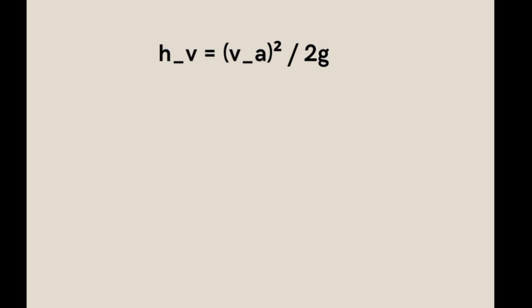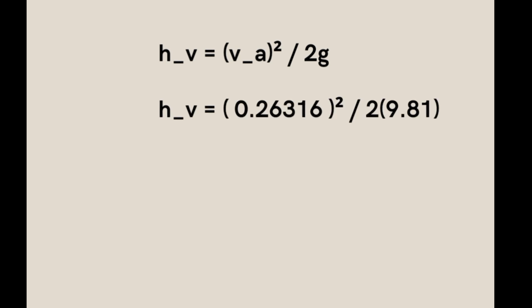And to solve for the head of the velocity of approach, we can use the formula velocity of approach squared divided by 2 times gravity. Now let's substitute again the needed values in this formula. H sub V is equal to 0.26316 squared divided by 2 times 9.81. Now we have the value of the head of the velocity of approach which is 0.00353.